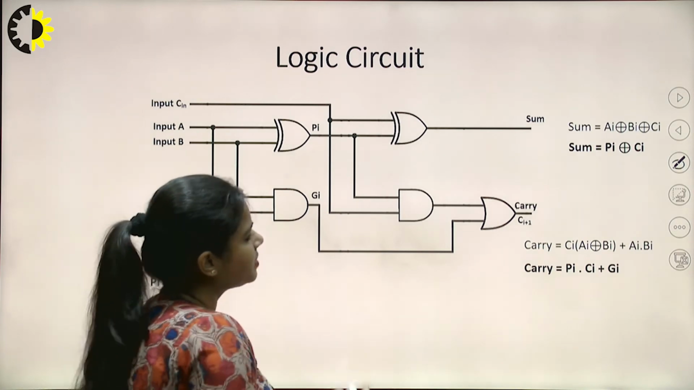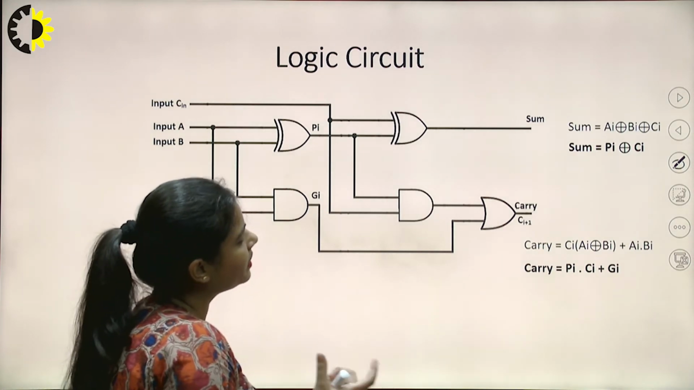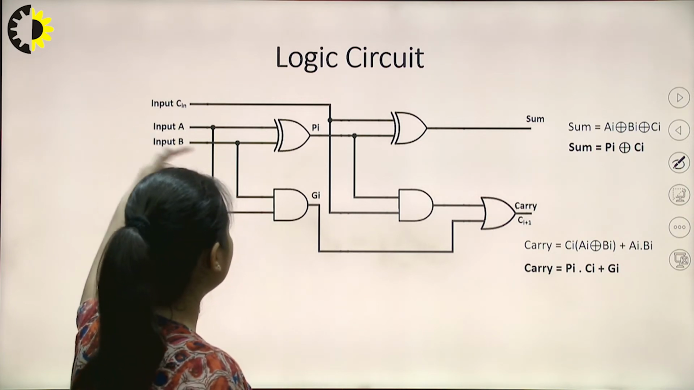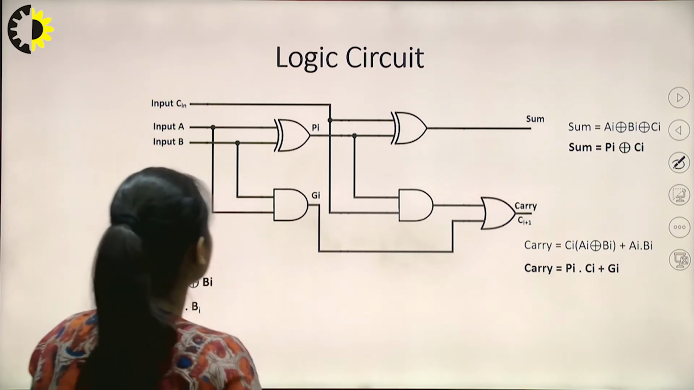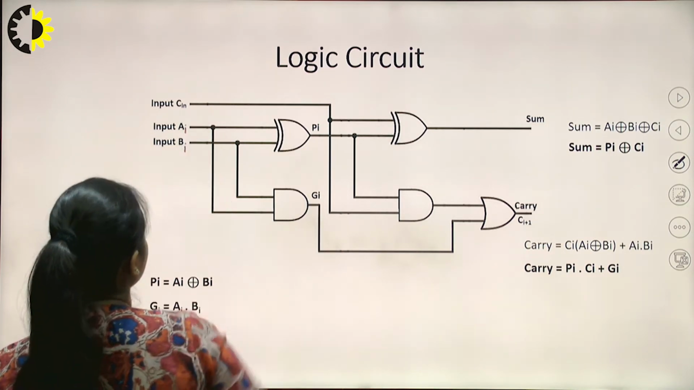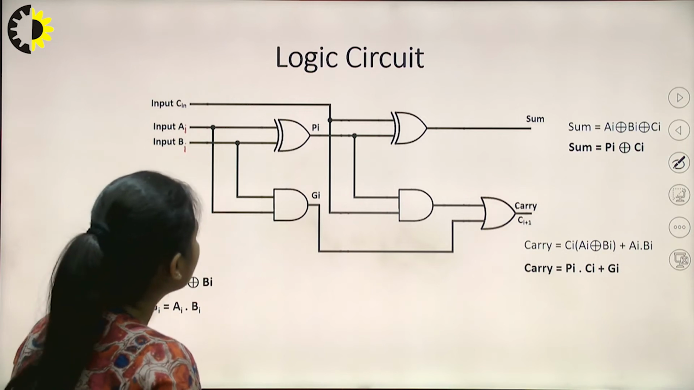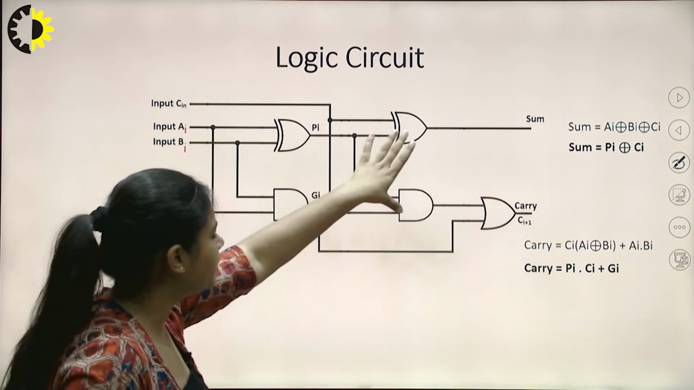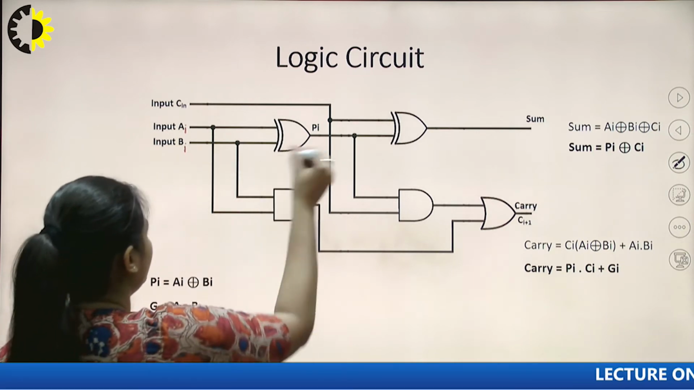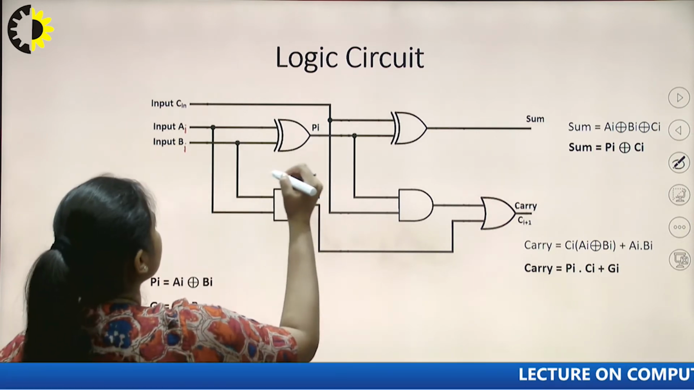So let's understand how the single circuit is generating the output. Let's suppose we have some inputs A and B, so consider them as Ai and Bi. Here we are using 2 half adders and 1 OR gate between them. Here in Pi, what can we have as output?